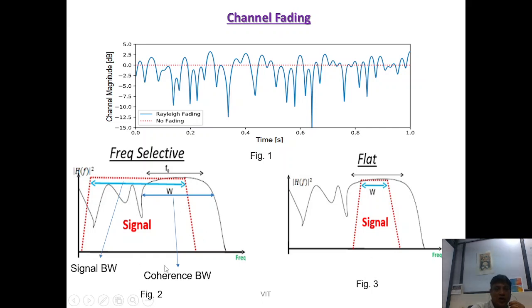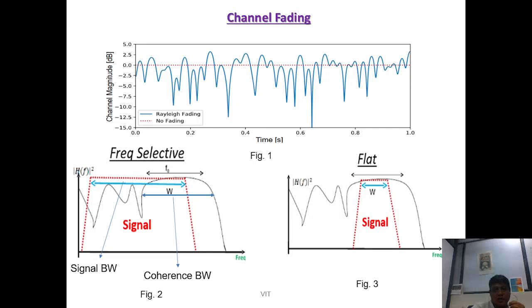If we look at figure 2, we can understand frequency selective and flat fading. In figure 2, this blue line is basically the channel response. You can find that in the first portion there is a zigzag motion, up and down. Thereafter the channel is flat. This f0 is the amount of frequency for which the channel remains flat. During this time the gain of the channel remains constant.